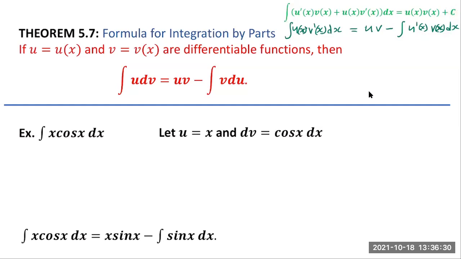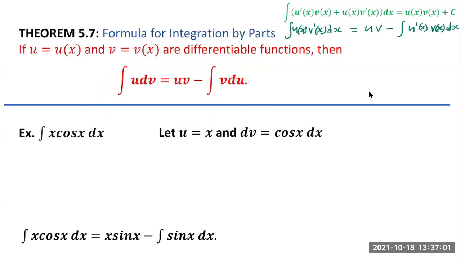Now let's observe a few things. From the previous section, we know that v prime of x dx is nothing but dv. Here you have u prime of x dx, which is du. We know that from the previous section. So I can put du here and I can put dv here. And also, of course, u of x is nothing but u. If you plug that in, this is the formula that you come up with. This is what we call the integration by parts formula.